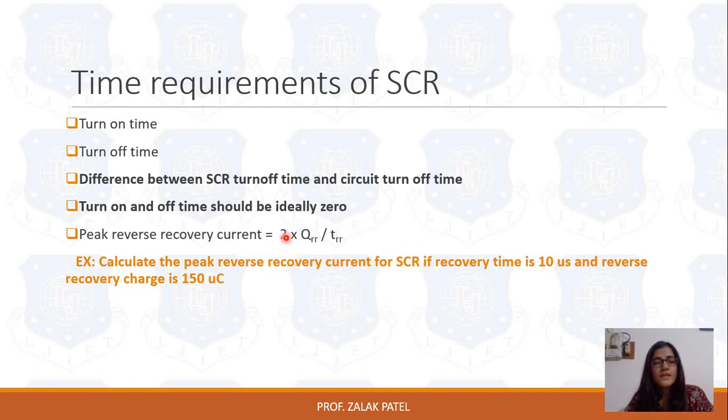So all you have to do is 2 into 150 into 10 raised to minus 6 divided by 10 into 10 raised to minus 6. If you do this, you get the answer 30 ampere. So 30 ampere is our peak reverse recovery current for SCR.